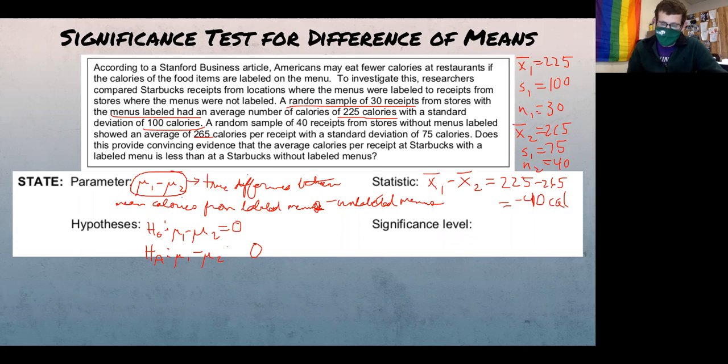let's read the question at the very end. Does this provide convincing evidence that the average calories per receipt at Starbucks with a labeled menu is less than at a Starbucks without labeled menus? So we know it's not going to be not equals. We're definitely looking for a specific direction. But the way that we labeled ours, are we looking for this difference to be less than 0 or greater than 0?